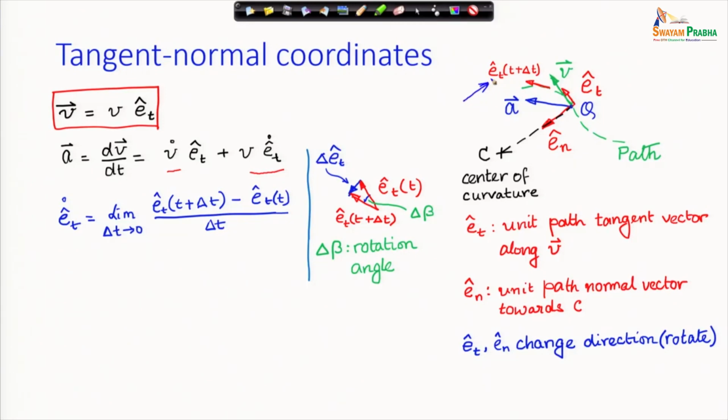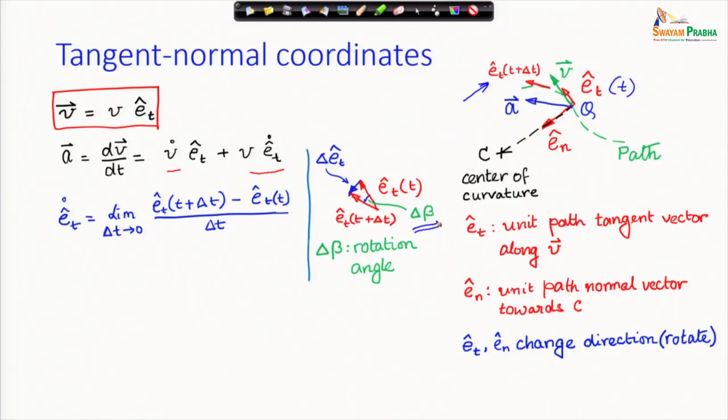So, this is E_t at t plus delta t and this E_t is at time t. I bring them together and compare these. Both of them, remember, are unit vectors. So the magnitude will not change, but the direction has changed. How much has the direction changed? It has changed by delta beta. This is the small change of angle of that radial line.